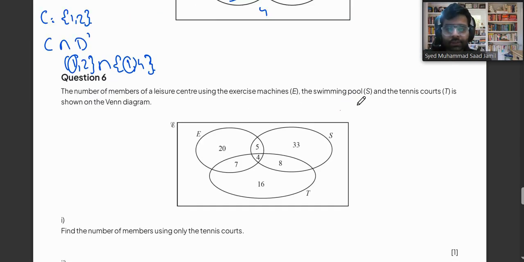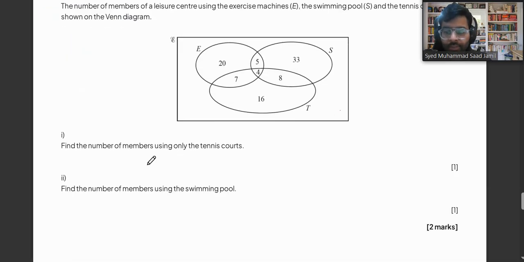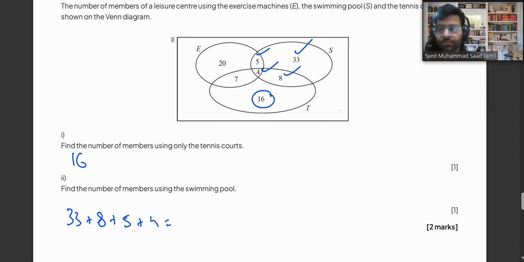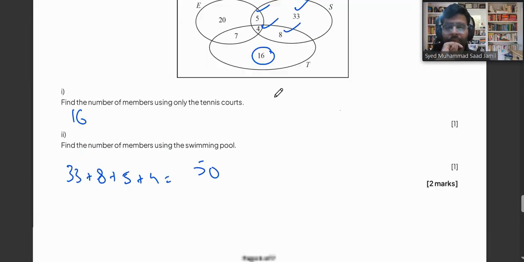Next question, it says that the number of members of a leisure center using machines, swimming pools and tennis court is shown on the diagram. Find the number of members using only tennis courts. So if you look at the question, the number of members that are only using tennis court are 16. Next question says find the number of members using swimming pool. So how many members are using swimming pool? 33 plus 8 plus 5 plus 4, which is 50 people. So there are 50 people that are using the swimming pool.